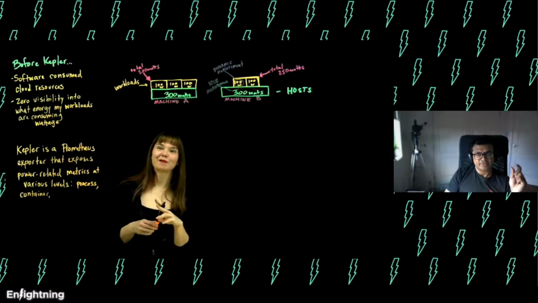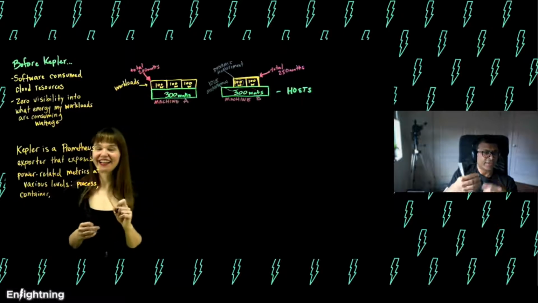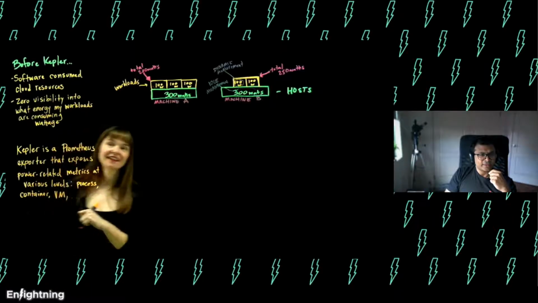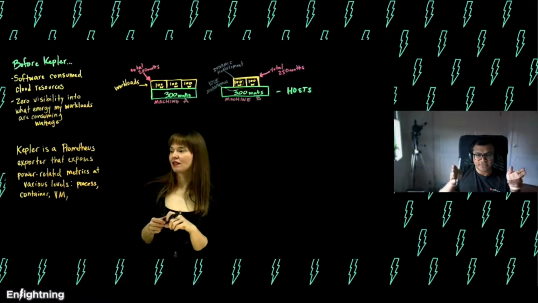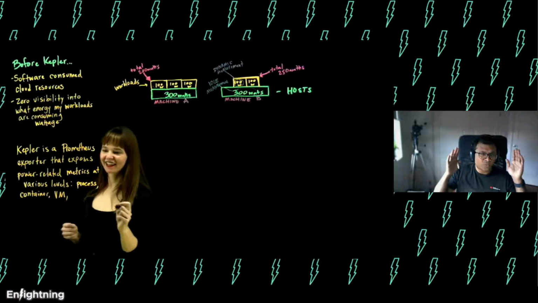Then we have many containers running in a virtual machine, so at a virtual machine level, which is VM, and then the host, the machine, the entirety of the node. So that's at the node level. So I just need to know what my node is consuming. So that's the node level.